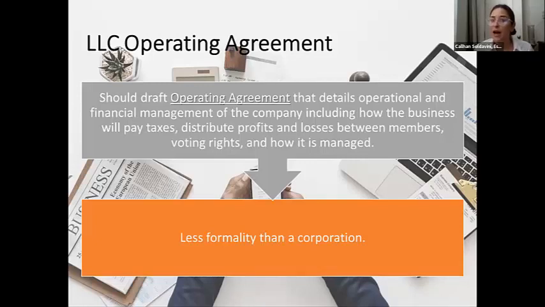So for example, how's the business going to pay taxes? As I said, there may be other ways more beneficial for your tax purposes, and you should consult with a tax professional to see how exactly is the best way for this entity to pay taxes. How will this entity distribute profits and losses between its members, the people that are getting money out of the business? What are the voting rights? Does someone have more voting rights than someone else? Do certain members get to vote on some things but not others? And finally, how it's managed.